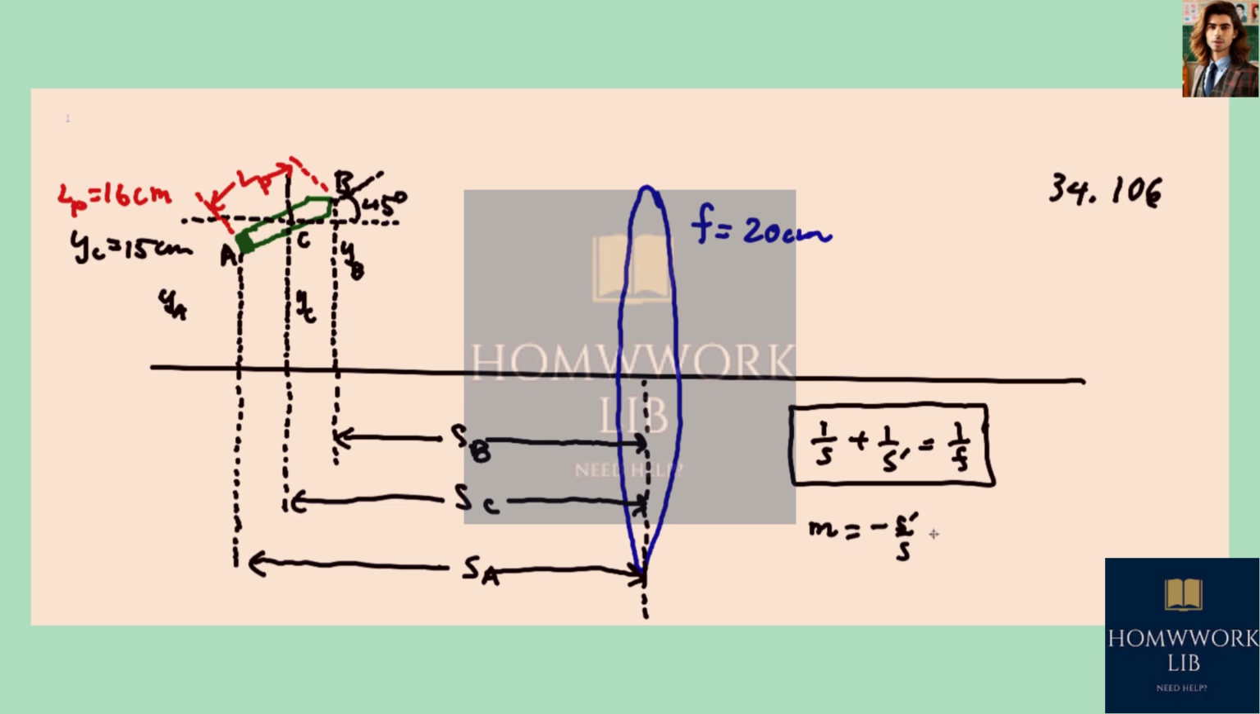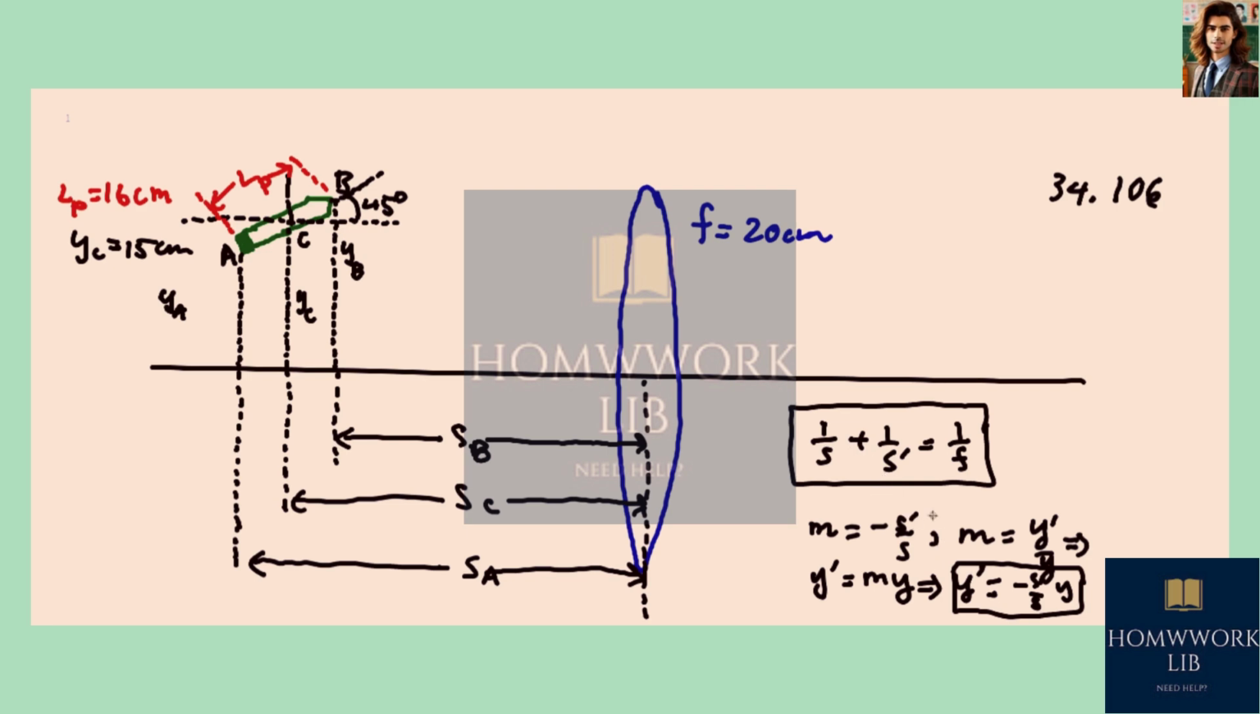This equation also has another part, m is y primed over y, which we can rewrite, we can rewrite y prime as m y. And let me directly substitute that m is minus s prime over s. So then y prime, which is the height of the image, is minus s prime over s times y. So primarily, these are the two equations we're going to use.